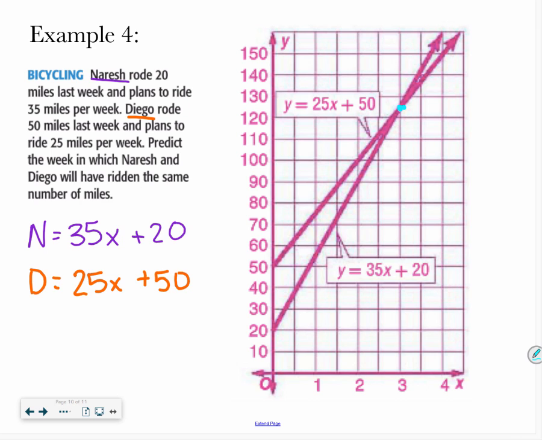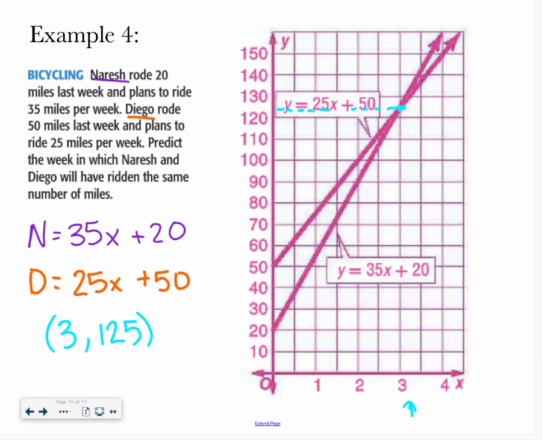So what is that point? If we look, it's 3 weeks. Time is always our x value, right? And then if I look, it's approximately 125. It's about halfway between. So by graphing, I can see that after 3 weeks, they will have both ridden about 125 miles.